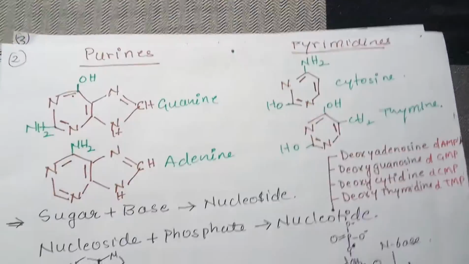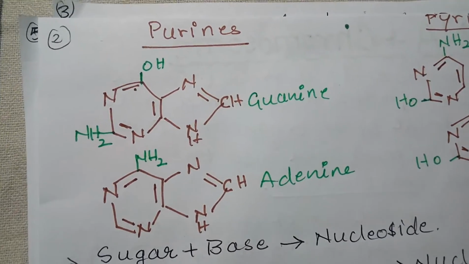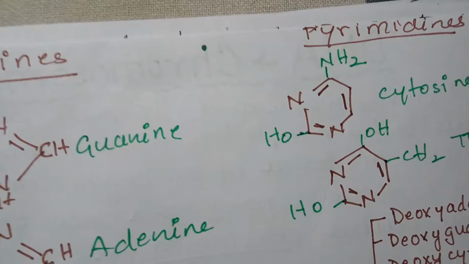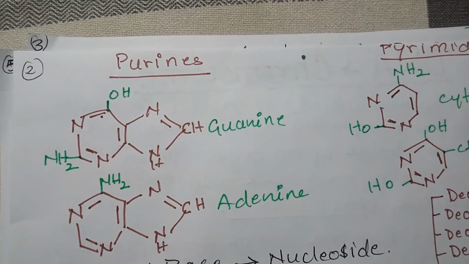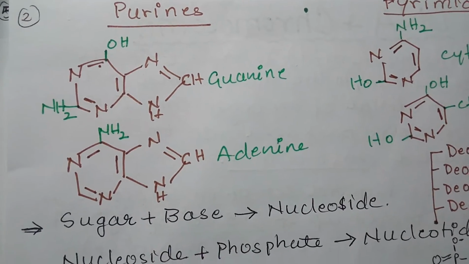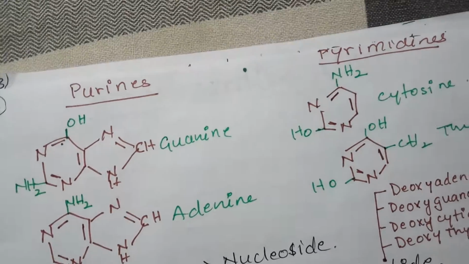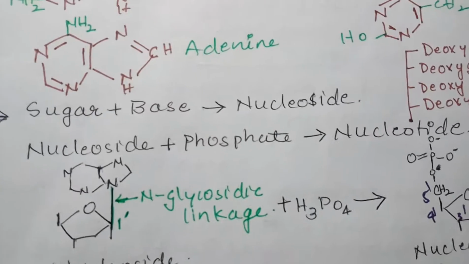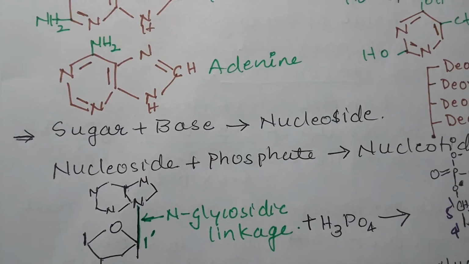Now just look at the structure. The purine ring is there. So now these groups which are shown in green are the ones which interact with each other and form the hydrogen bond. So the hydrogen bonds that are present in the DNA are actually pairing between the purines and pyrimidines.